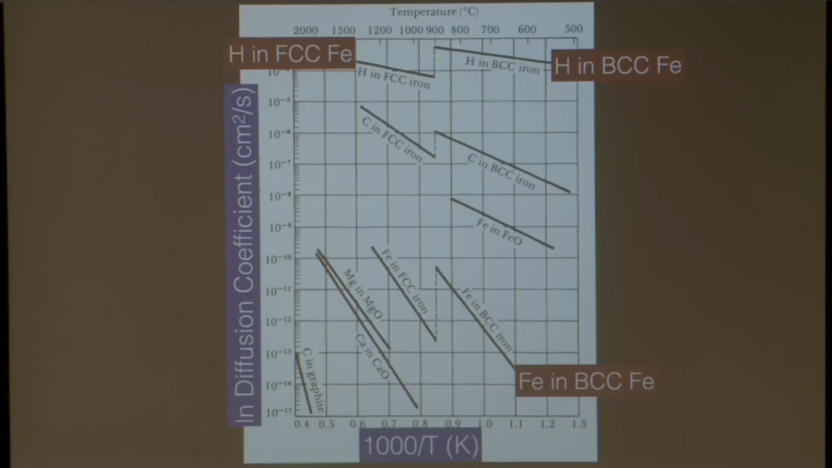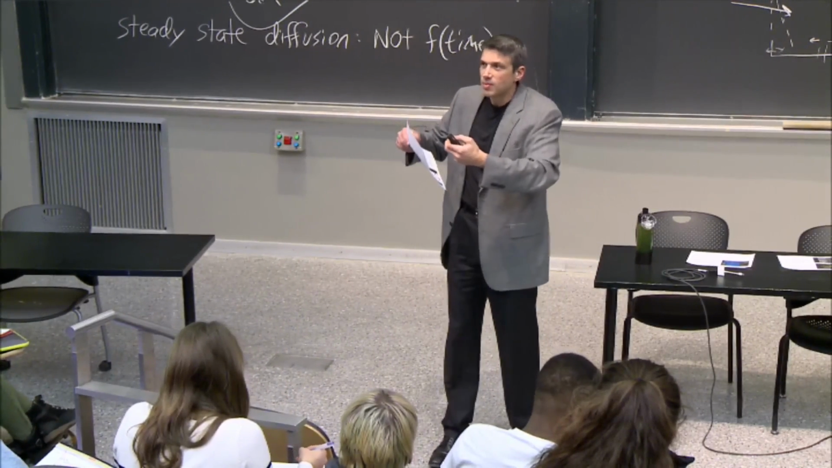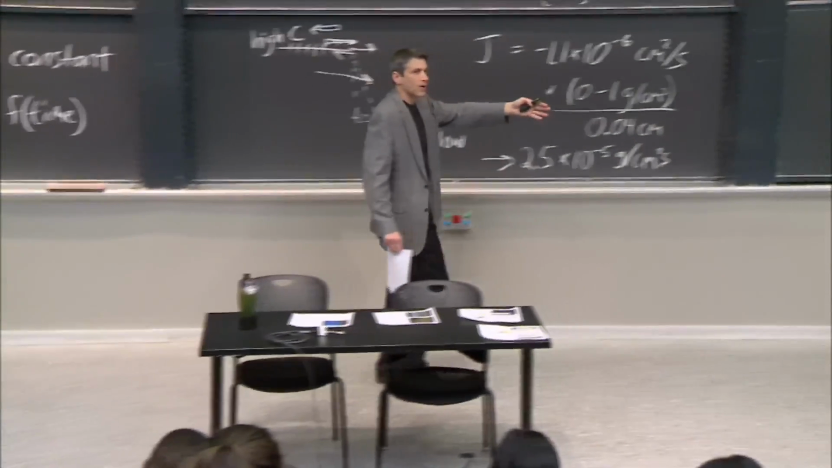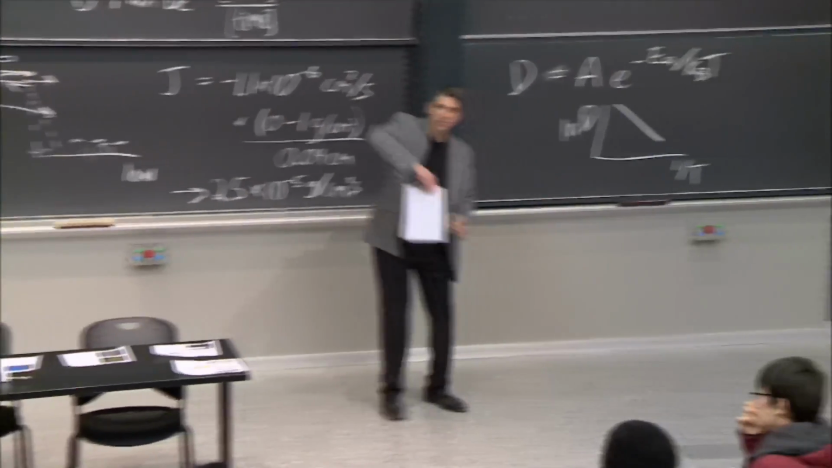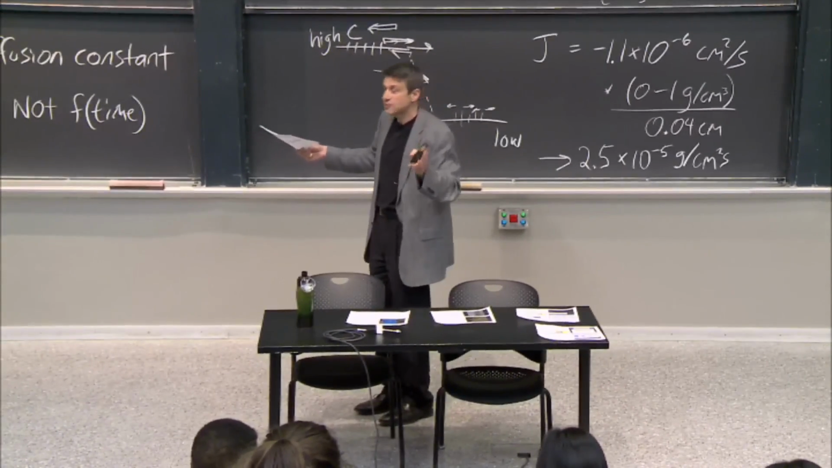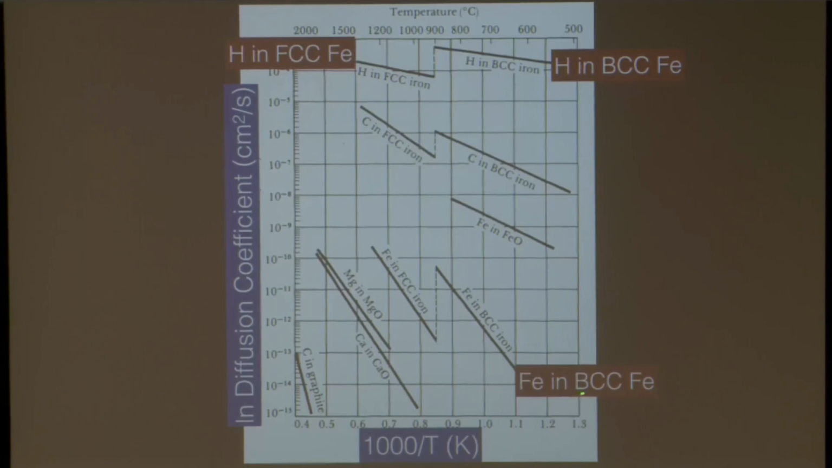Why? Because you know from the crystal structure that there's more room, right? So the activation barrier will be lower in BCC. Those voids are bigger. There's more space. It's not as well packed. We've covered that, right? And look at this. Hydrogen is really small. There's iron. Iron in BCC Fe compared to hydrogen in BCC Fe. Look at those orders of magnitude. So there's an iron atom diffusing in its own solid. And here's hydrogen atoms. You can see there's carbon and so forth, right?